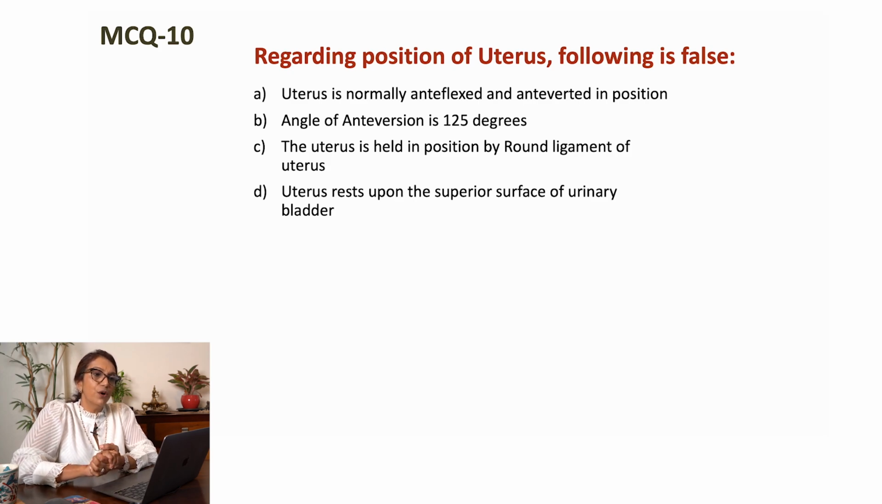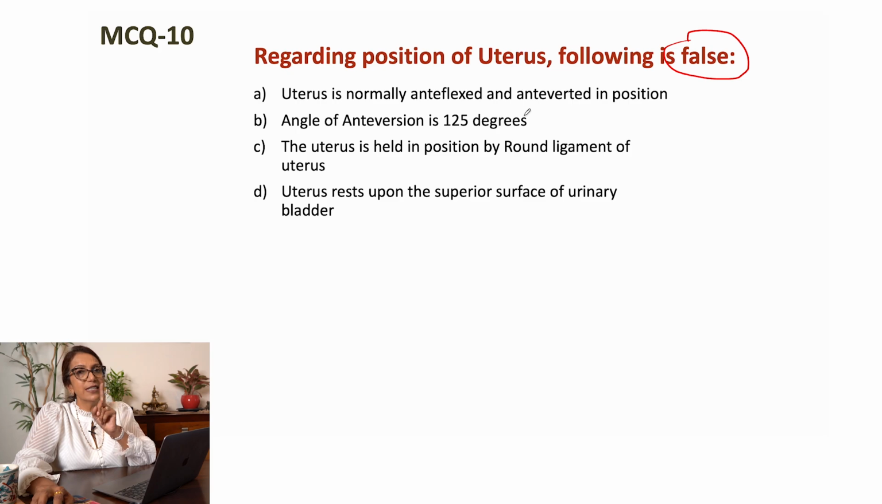Regarding the position of the uterus, the following is false. Same, related to the same anatomy. Remember, we are looking for a false answer. We are looking at something which is wrong. So, the uterus is normally anteflexed, anteverted in position. It's true. Angle of anteversion is 125 degrees. I don't think so. We just decided it is 90 degrees. So, this is going to be the false sentence.